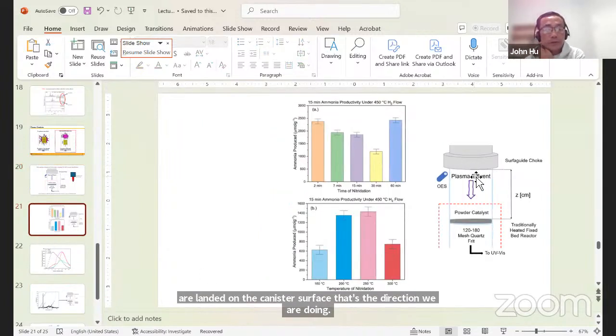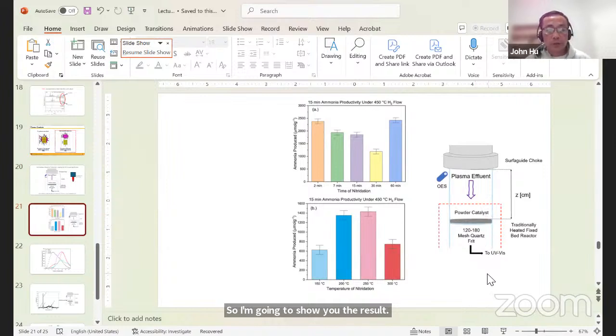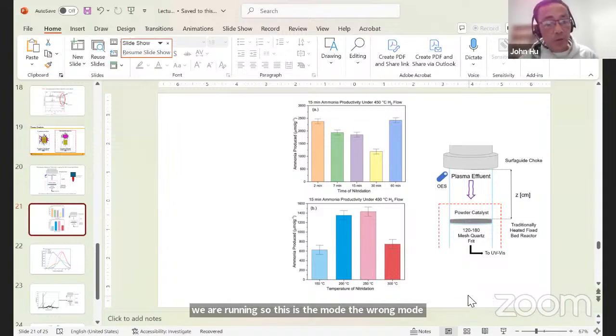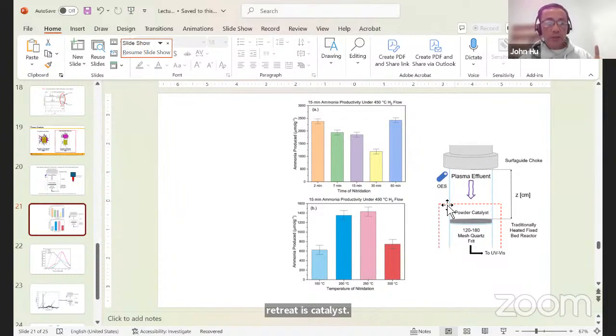Again, this is the scenario we are running. This is more complicated than you think. Remember, this is a chemical looping process. In this chemical looping process, we treat this catalyst. First, we generate plasma.